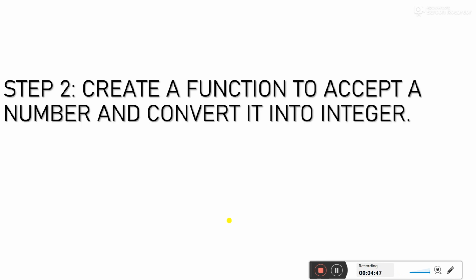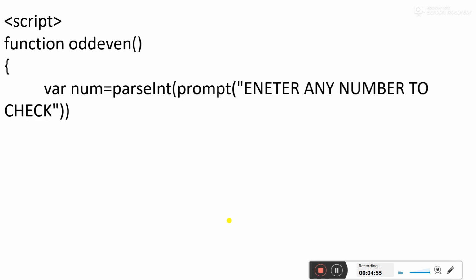The second step is to create a function to accept a number and convert it into integer. Now see, to create a function we require a script. It is a part of script. So to create a function, we require a keyword function. Function is a keyword which specifies that we are creating a user defined function. It is a keyword which is compulsory when we are declaring a function.